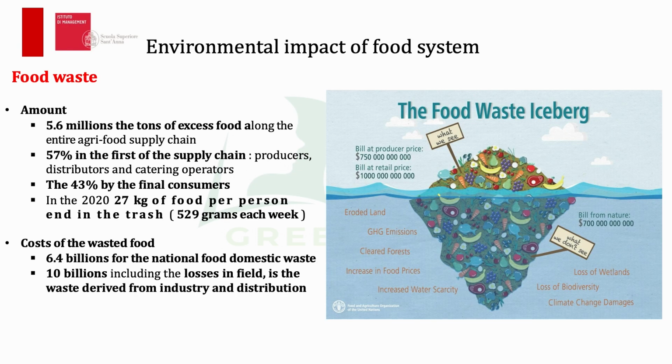Another element of the food system with a significant environmental impact is waste. In Italy, for example, more than 5 million tons of food are lost along the supply chain. Of these, 43% is lost to the end consumer, while 57% occurs in the first part of the supply chain. In 2020, approximately 27 kilograms of food per capita ended up in the garbage.